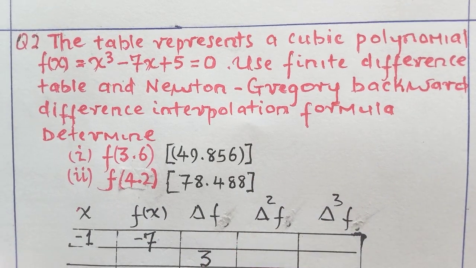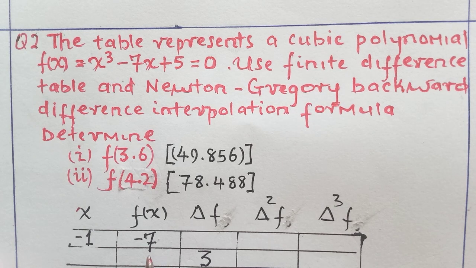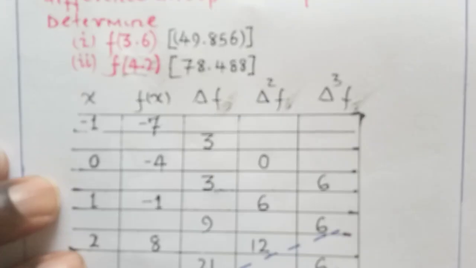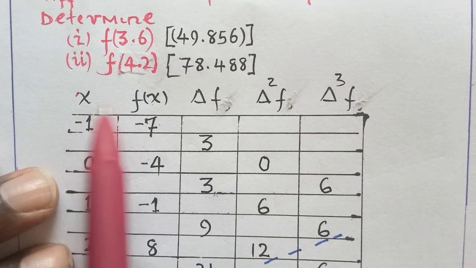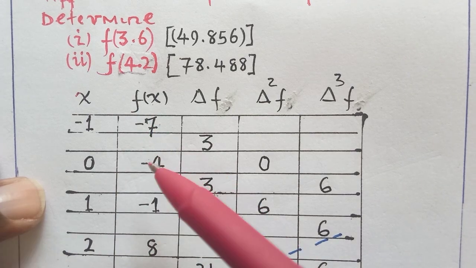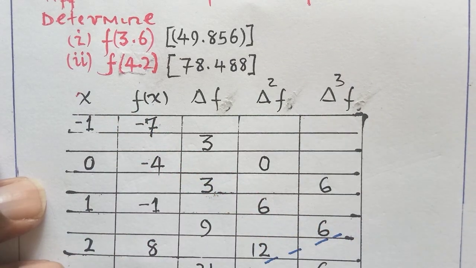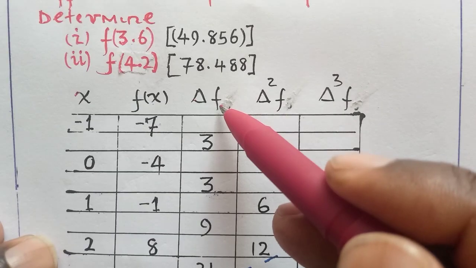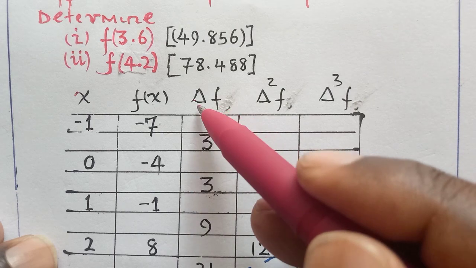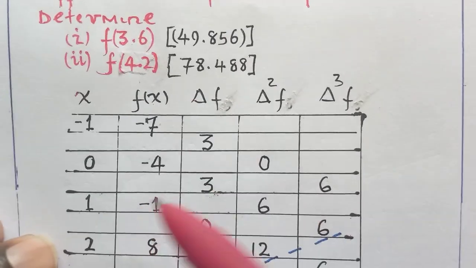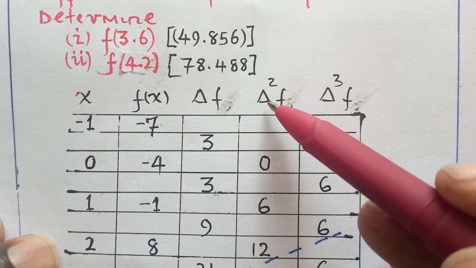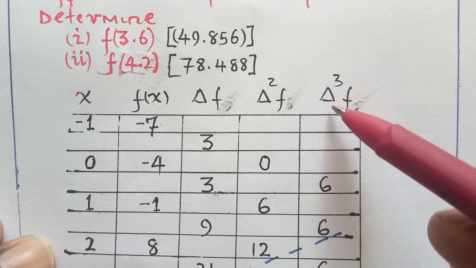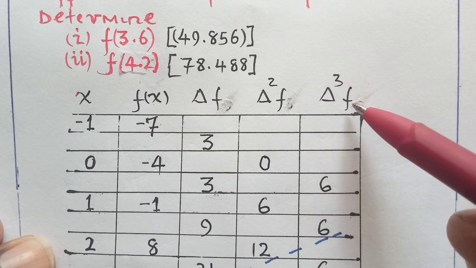So the first thing guys, we come and draw the finite difference table. And this is how we draw it guys. We come and draw the table as shown. We have x and we have f(x). So after you draw these guys, we come and begin with the first derivative, which is delta f, our first derivative. And then we have delta squared f, which is our second derivative. And for the next, we have delta cubed f.